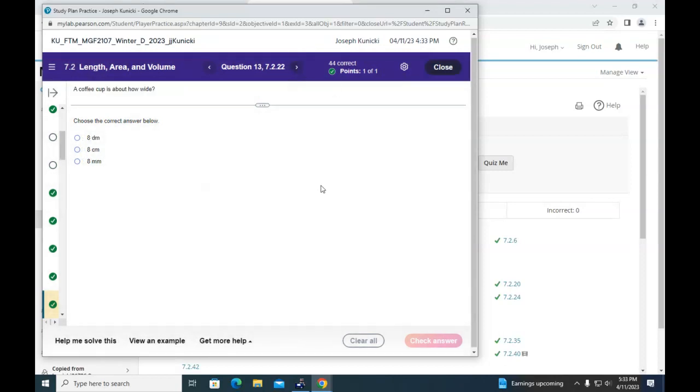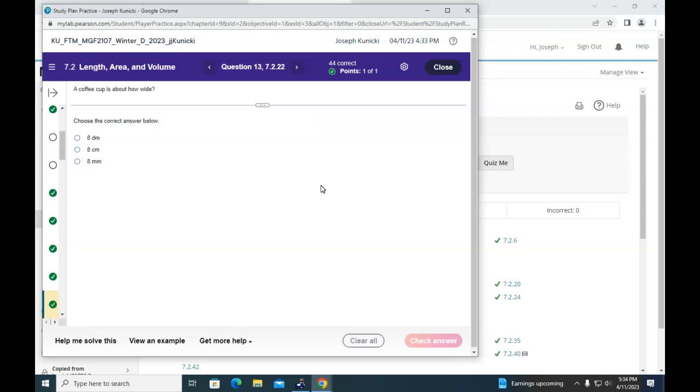Question 22. A cup of coffee is about how wide? Now, there's 2.5 centimeters per inch. So 8 centimeters is about 3 inches. 3 inches wide for a coffee cup? It's about right. My coffee cup is actually 3 times the size of that, but that makes sense.